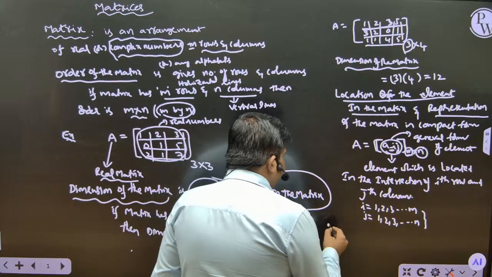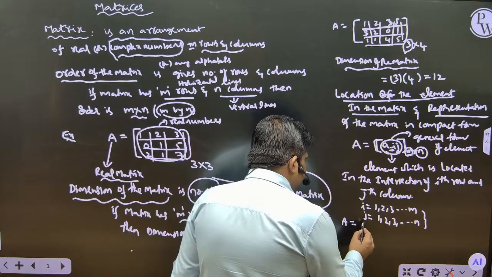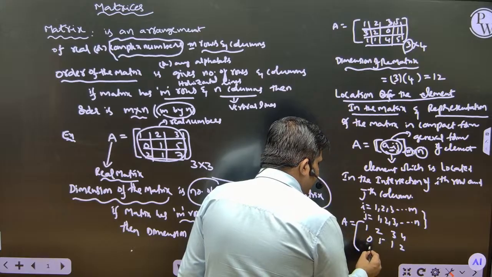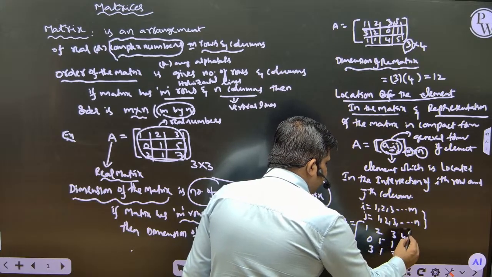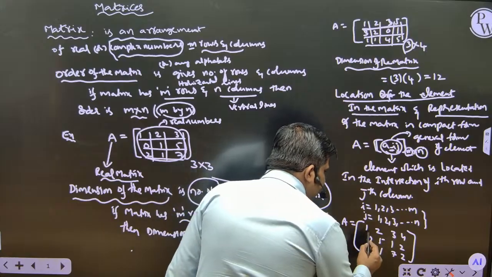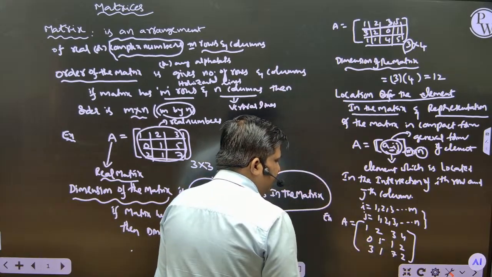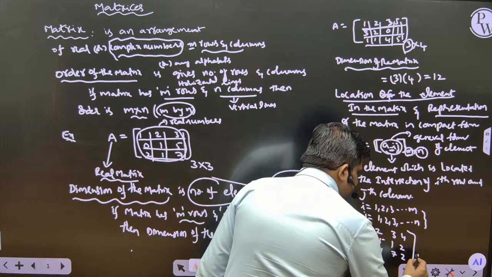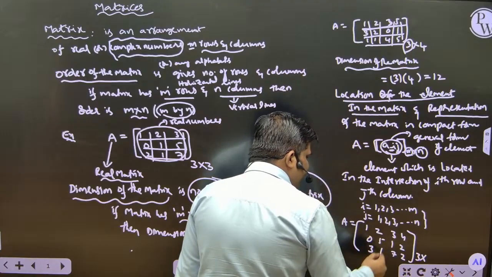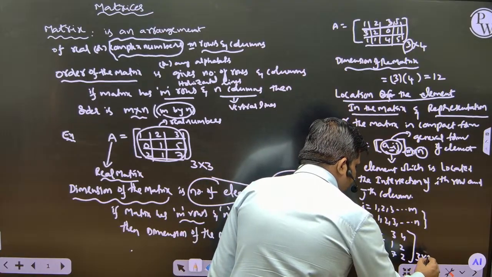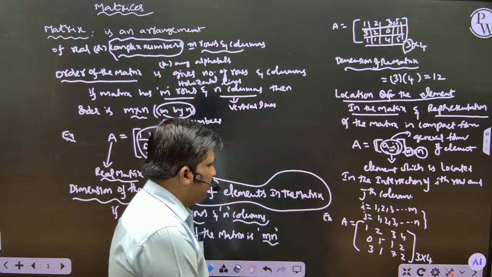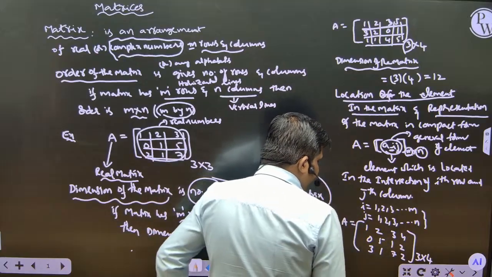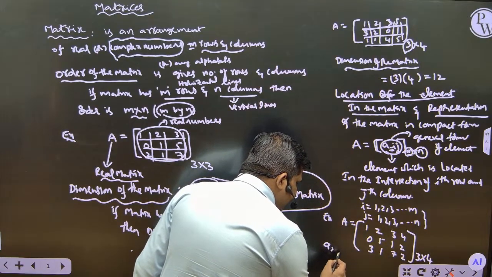For example, if we take A as 1, 2, 3, 4, 0, 5, 1, 2, 3, 1, 7, 2, like that. How many horizontal lines does it have? 3 horizontal lines. The horizontal lines are rows. That's why 3 rows by 4 vertical lines, that is 3 by 4. So what is the order of this matrix? 3 by 4.